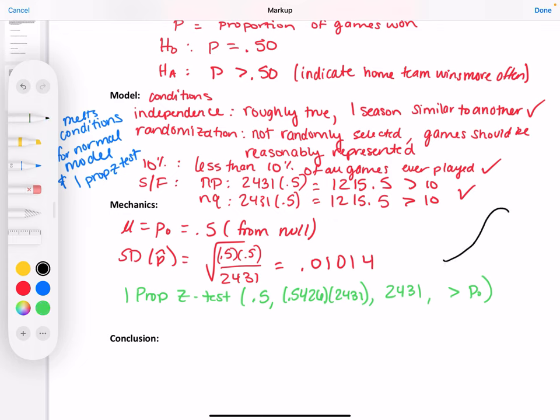So looking at a normal model, obviously the mean would be 0.5. We care about the 0.54. So I'm looking at the area to the right, which is why it's the greater than option. The one prop z-test. Stat test, I think. Okay. Or it might be second stat test, I don't remember.